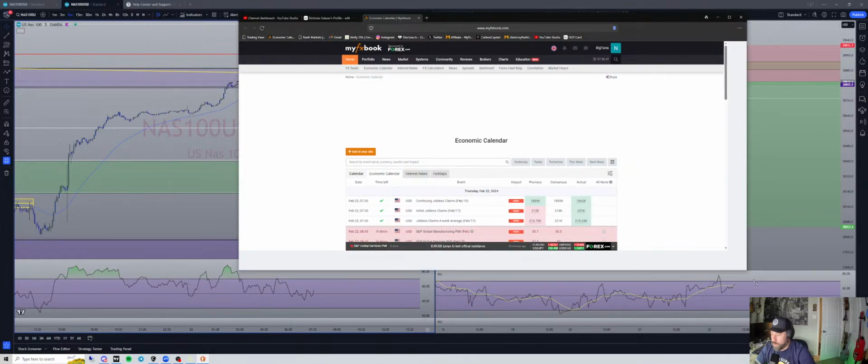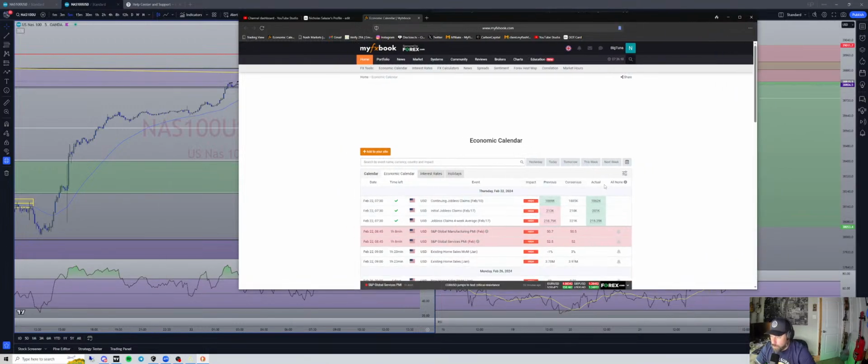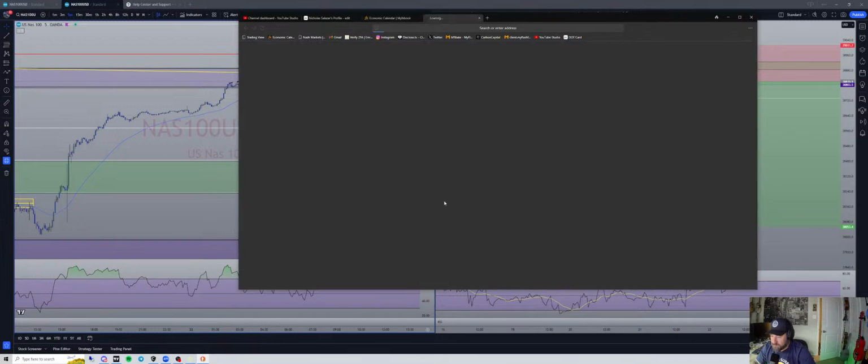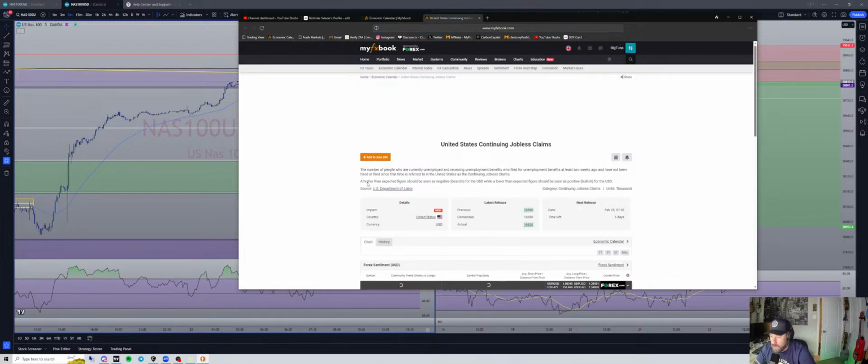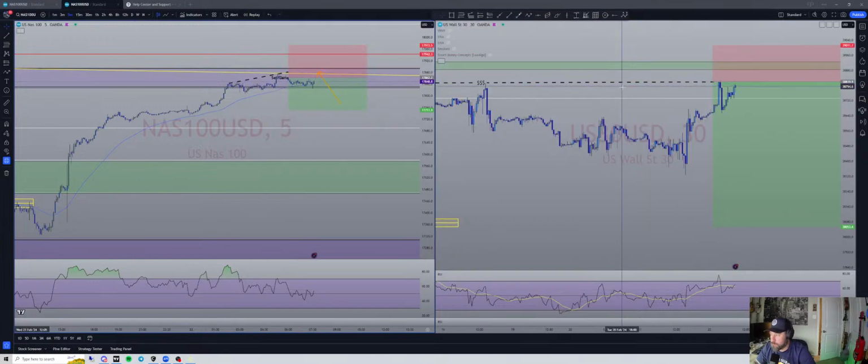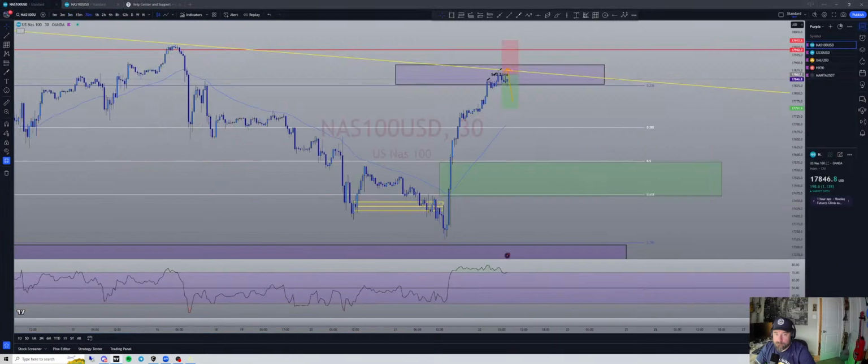I hate it when you open a new window and it goes super small. Okay, so actual is higher than what was expected. If you hover over here, you click on it, and it should say number of people who are currently employed. A higher than expected reading should be seen as negative, bearish for the dollar. So it's higher than expected, so that should be seen as bearish for the dollar. So let's just look at that. I think it's on my red list. Nope. Green. Where's the DXY?